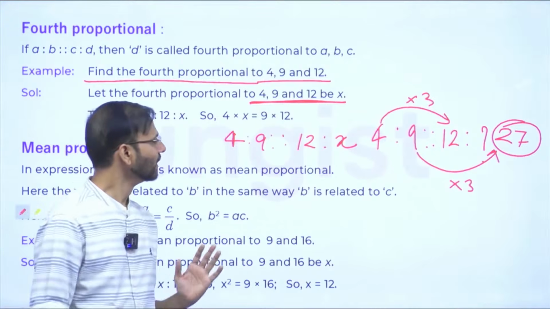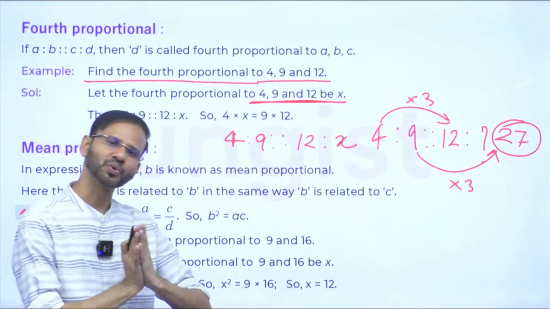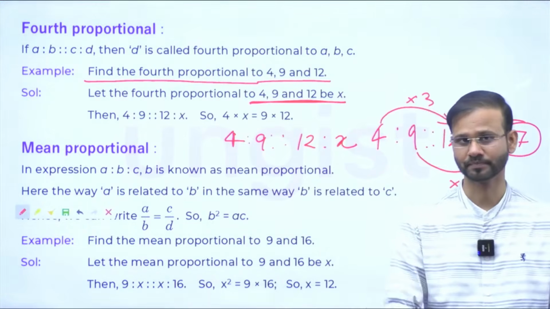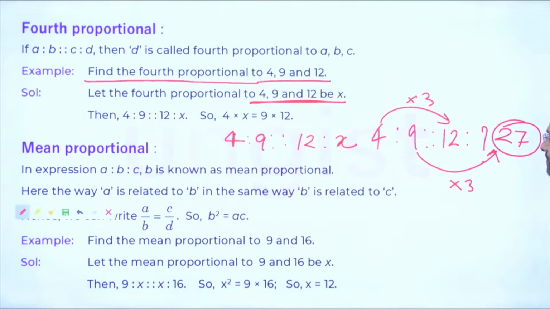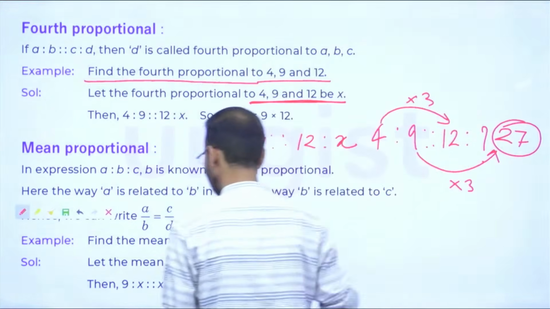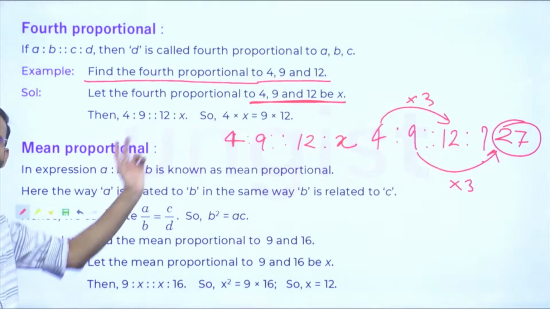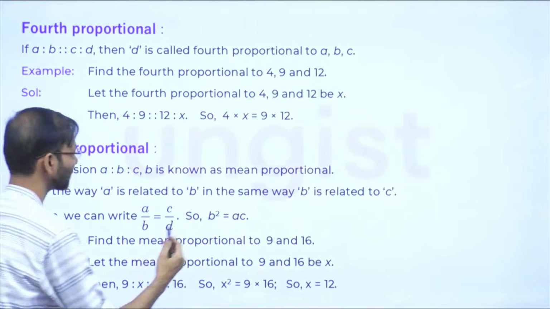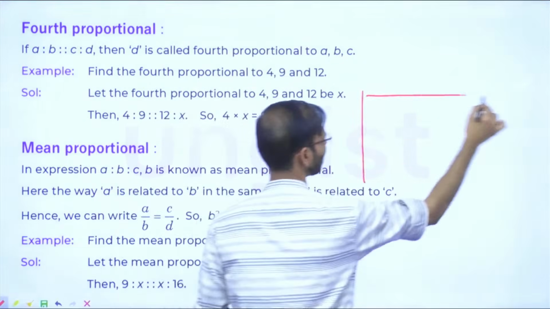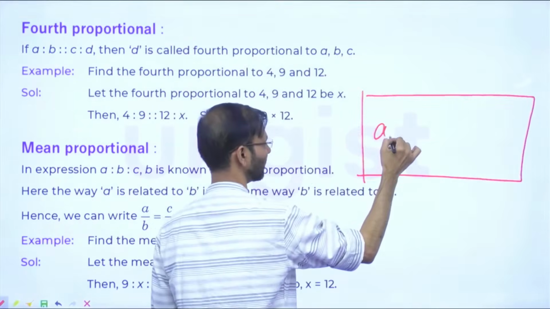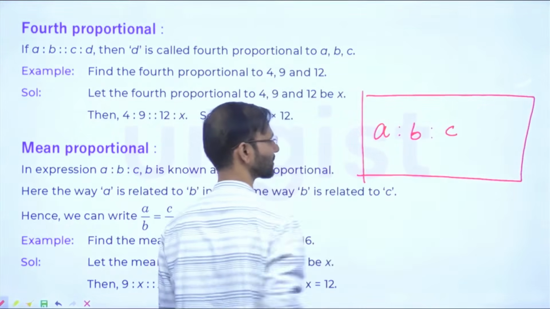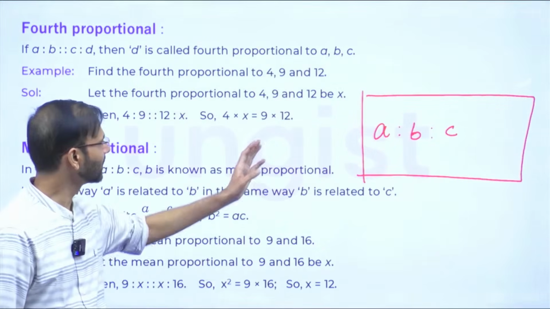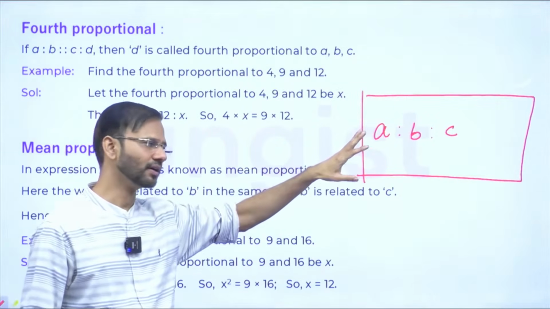All right, friends. Here we have studied 4 terms. Now, if we have only 3 terms, then what? Shall I remove this part, everyone? Okay, so if we have just 3 terms, let's say A is to B is to C, then these 3 terms are in proportion.